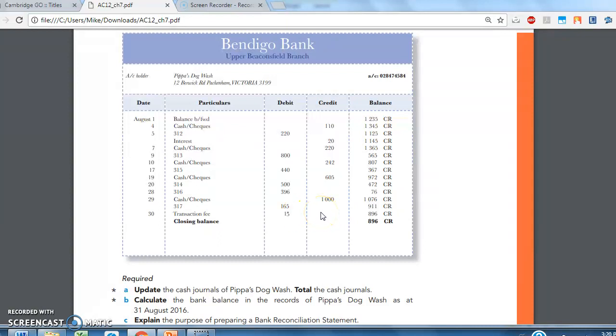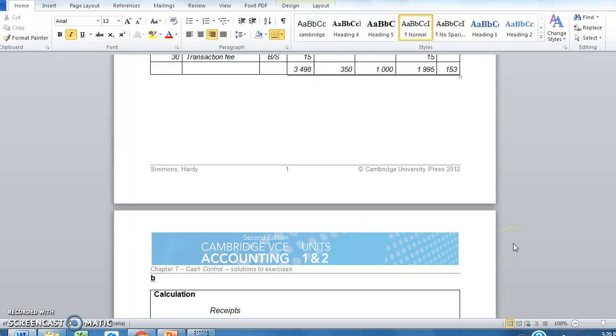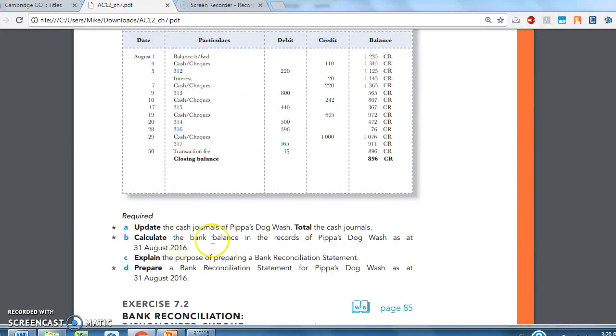So we've got our transaction fee there. So our transaction fee that happened on the 30th, it's from the bank statement, $15, chuck it in the sundries, and A is complete. So let's go to B now. Calculate the bank balance in the records of Pippa's Dog Wash as at 31st of August 2016.